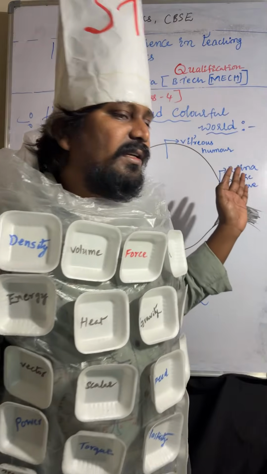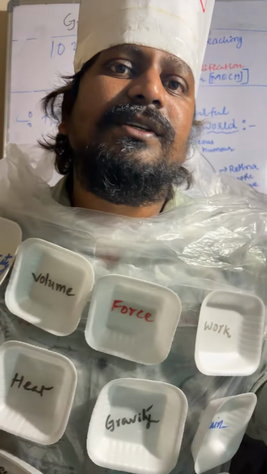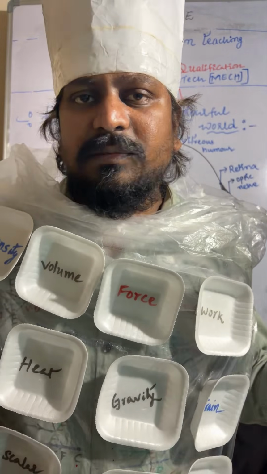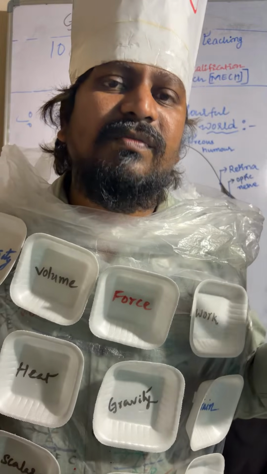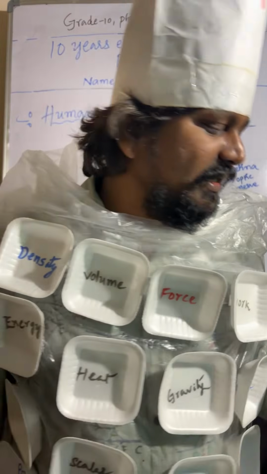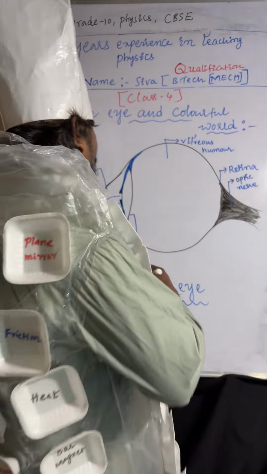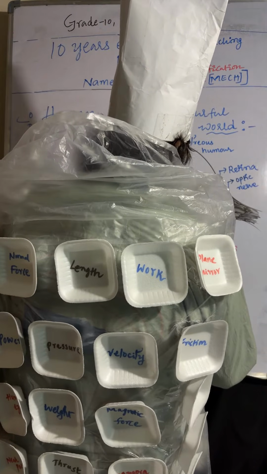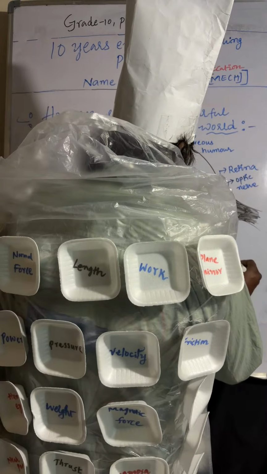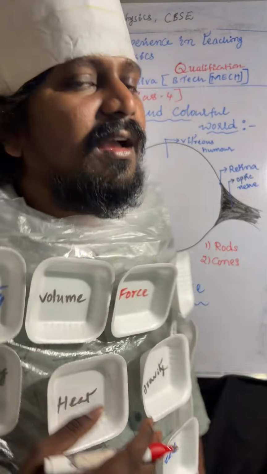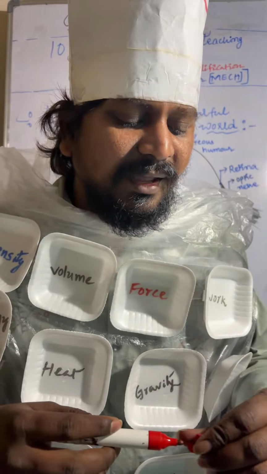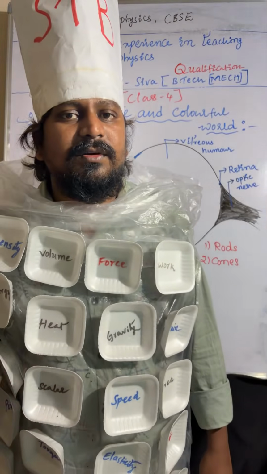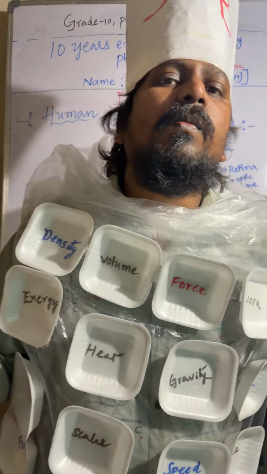At the retina, it is a light sensitive screen. There are two types of cells, rods and cones. Rods sense the intensity of the light, cones sense the color of the light. If more rods are there, we can see during night time also. You can observe how some animals are able to see during night time because they have more rods.